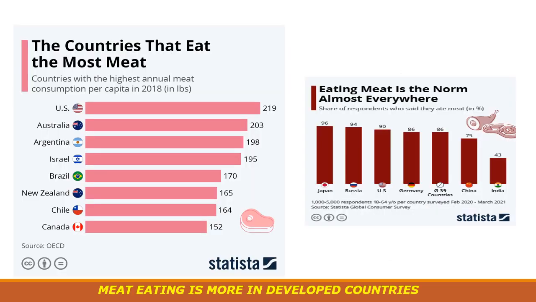Here, I am trying to highlight meat eating habits, especially in quantity. In general, we can see that meat eating has increased with development. Here we can see the US, Australia, Argentina, Israel, Brazil, New Zealand, Chile, Canada. In all these countries, meat eating is quite high, and especially high in Australia and the US. This is due to better status in terms of income, financial status or development. So the higher the development, the better the food and the higher the meat consumption. Similarly, it is also shown for other countries on the right side. So with development, with time, meat eating has increased and therefore it has a role in human health, which we can see in the next one.